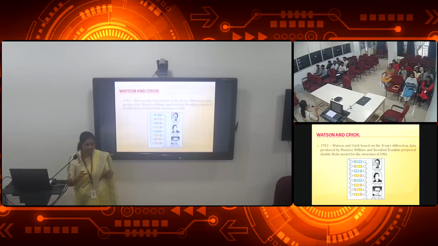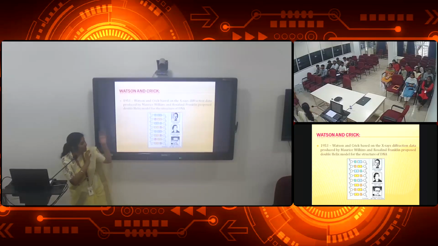So these are the strands of the DNA. Watson and Crick gave the structure of the double helix model of DNA. According to them, the DNA contains two polynucleotide strands.